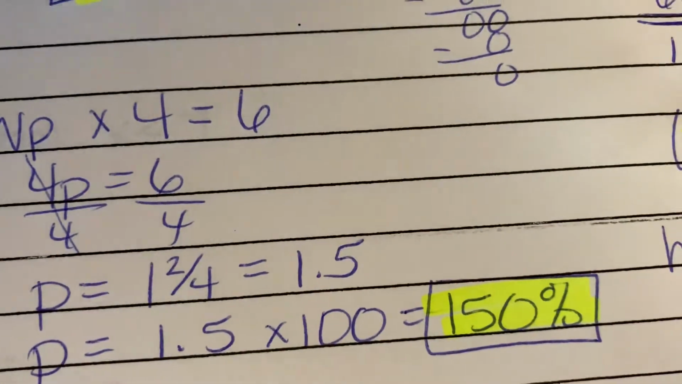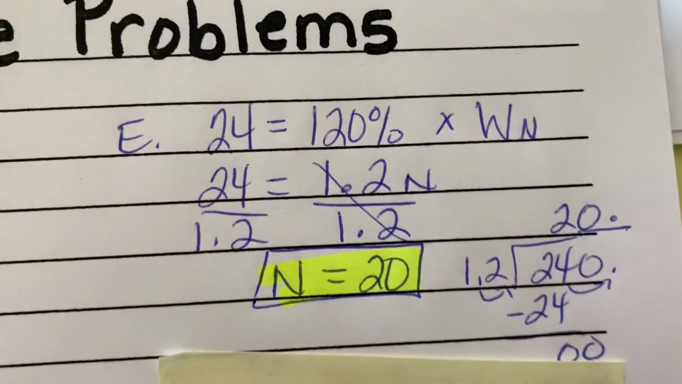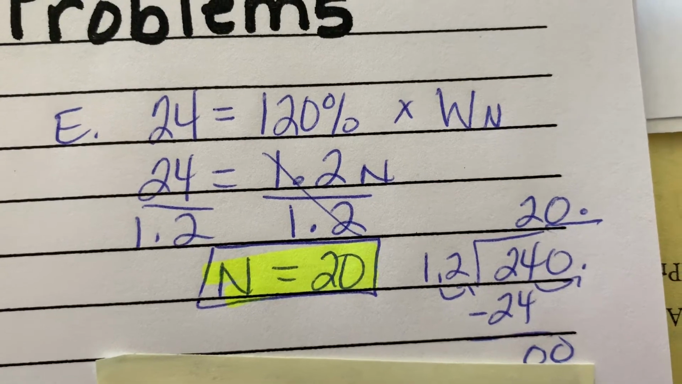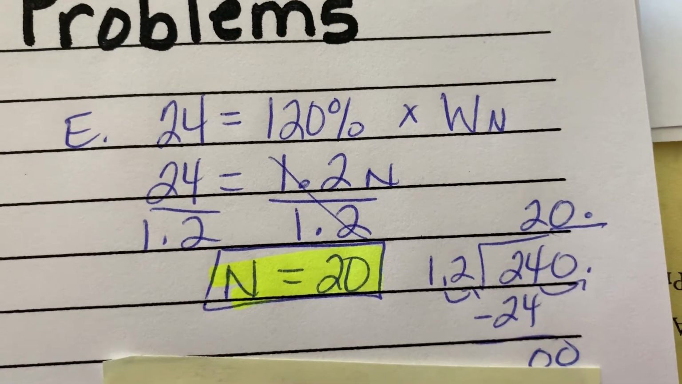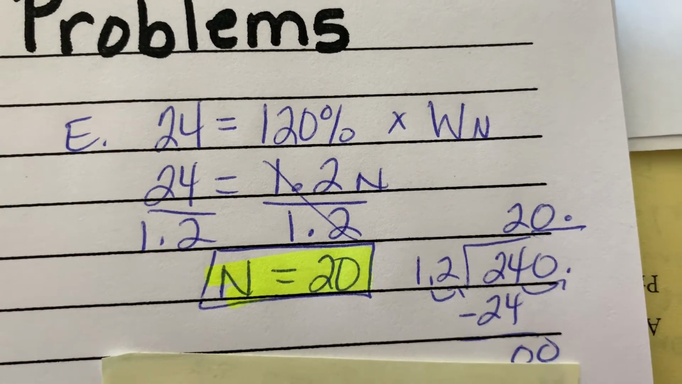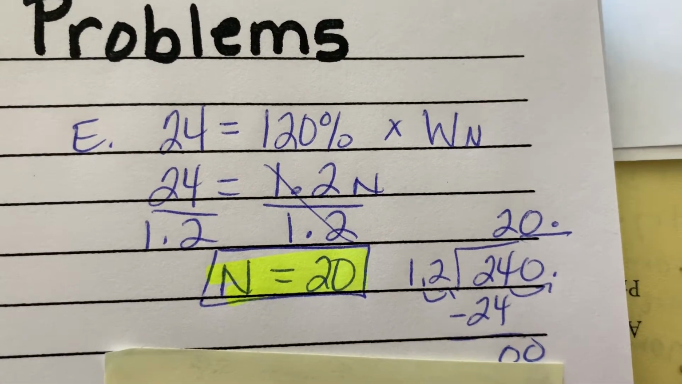All right, I'm gonna move up to the top. Okay, so 24 equals 120% of what number? 24 equals 1.2n. I moved my percent like a decimal over 2 places. Divide by 1.2 on both sides.